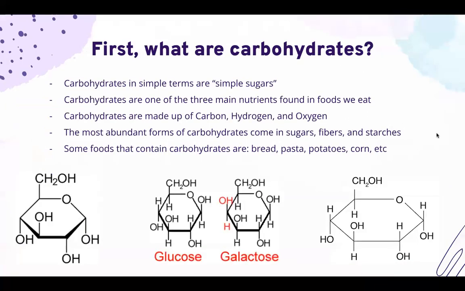So first, we need to talk about what carbohydrates are. Basically, carbohydrates in simple terms are simple sugars. Carbohydrates are one of the three main nutrients found in foods that we eat. Carbohydrates are made up of three elements: carbon, hydrogen, and oxygen. The most abundant forms of carbs usually come in the sugars, fibers, and starches. Some of the foods that contain carbs can be bread, pasta, potatoes, corn, fruits, vegetables. Those are all foods and food groups that contain carbs.